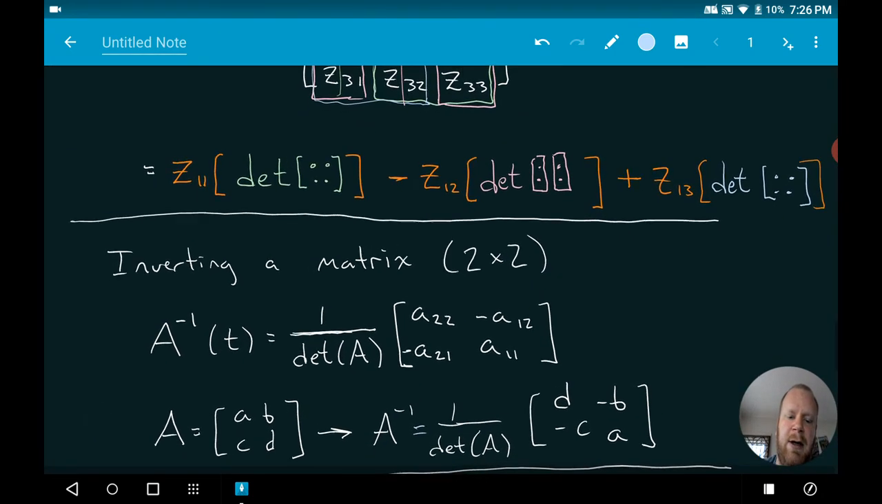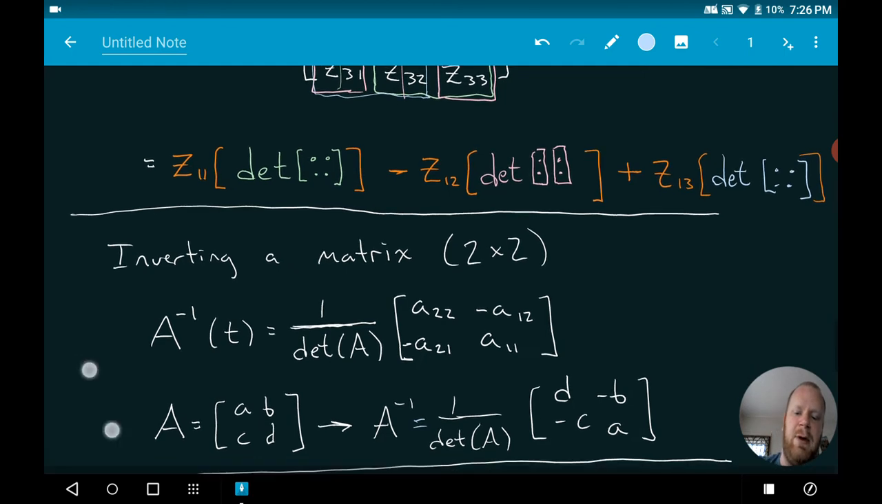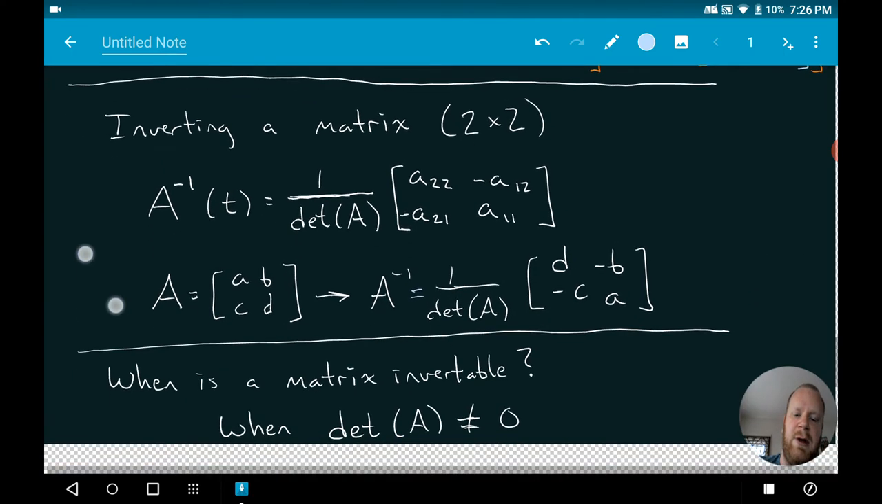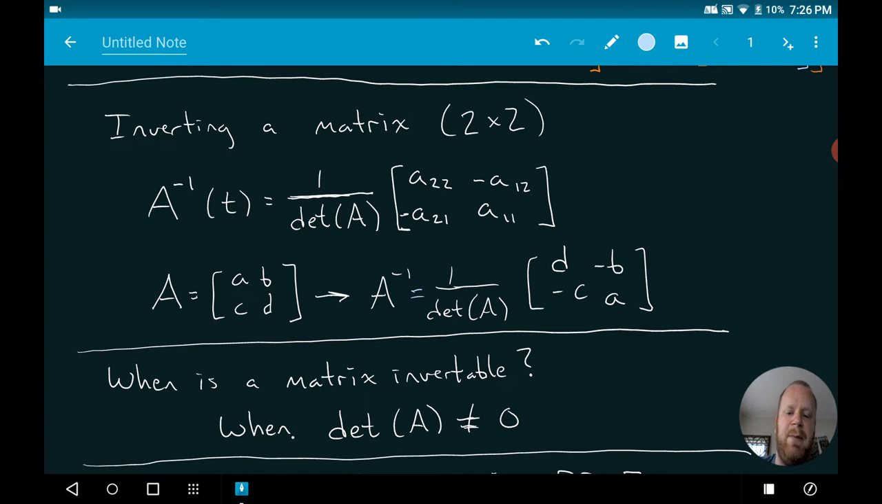A question that you should ask yourself is whether or not we can invert a matrix. That's useful in some theory examples here. So the inverse of the matrix exists if and only if this determinant is not 0. Since if the determinant of A was 0, then we'd be dividing by 0. So that answers the question. When is a matrix invertible? Well, that's when the determinant of A is not equal to 0.